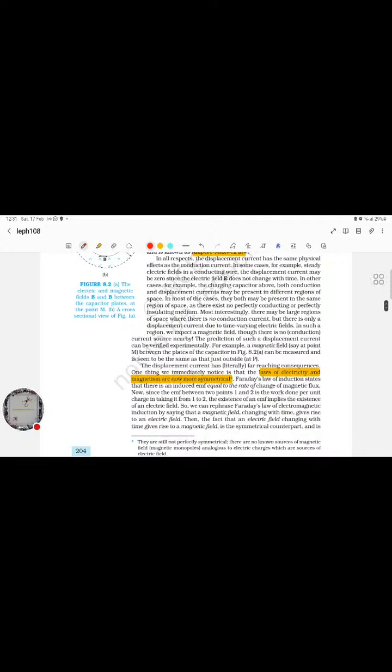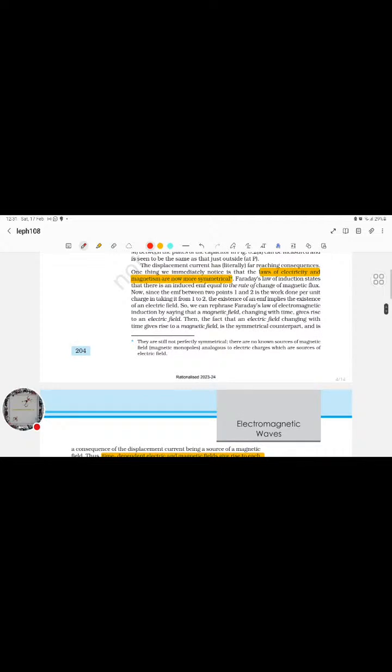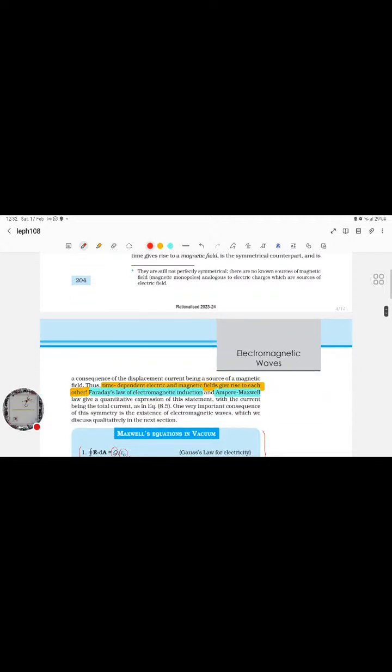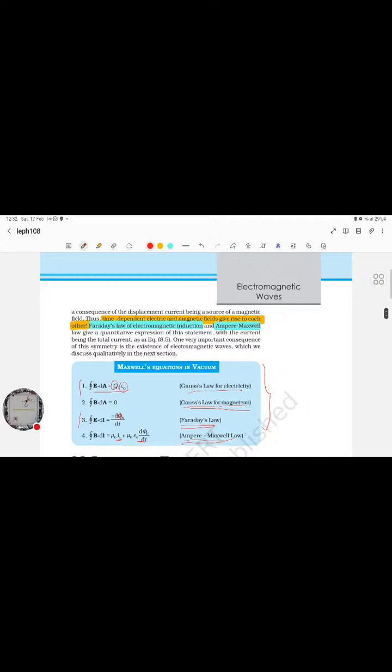Next, electricity and magnetism are having a more symmetrical type of laws. From Faraday's law of electromagnetic induction we came to know that a changing magnetic field leads to an electric field. Similarly, we also concluded that a time varying electric field gives rise to a magnetic field, and both are time dependent on each other and give rise to each other. And all these put together, Faraday's law of electromagnetism and the Ampere-Maxwell law, gave a quantitative expression about this particular thing.